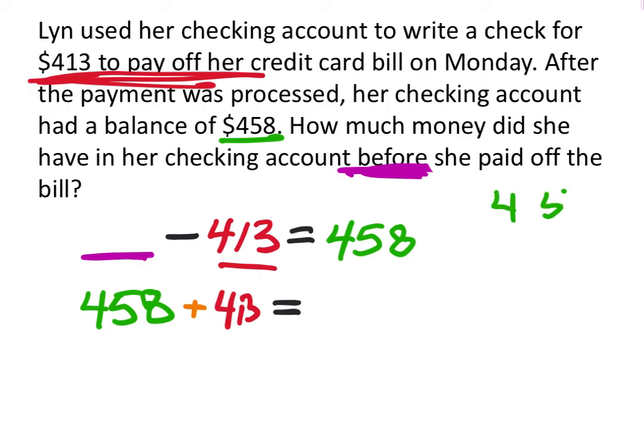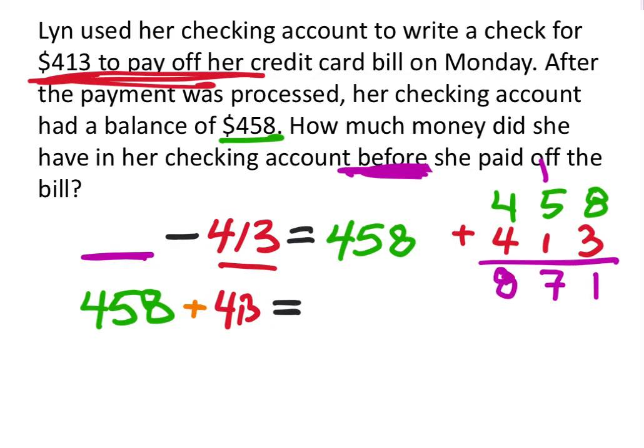458 plus 413. And again, this is how much was in her account before she made this payment. So 8 plus 3 is 11. Carry the 1. 1 plus 5 is 6. Plus that 1 in red there makes 7. That's the tens place value. Now the hundreds place value, 4 plus 4, 4 and 4 more fingers is 8. So before she made the payment, she had $871.